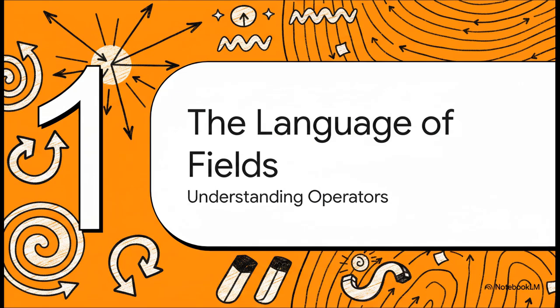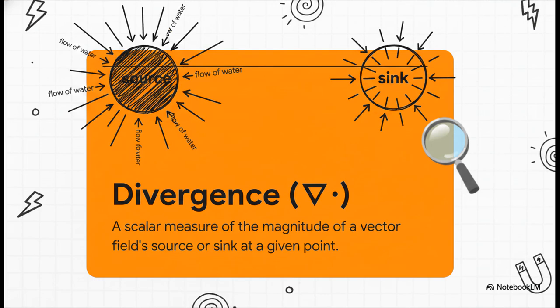Right. Before we can even begin to read this playbook, we need to understand the language it's written in, and that language is vector calculus. We're going to focus on 2 really key operators that tell us exactly how fields behave at any single point in space. They're called divergence and curl. First up, let's talk about divergence.